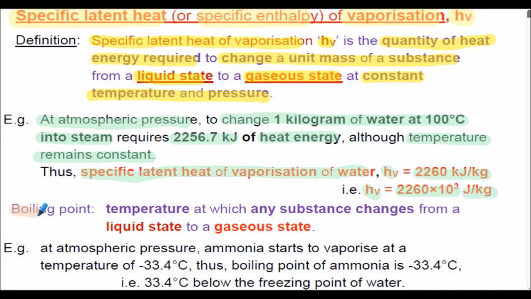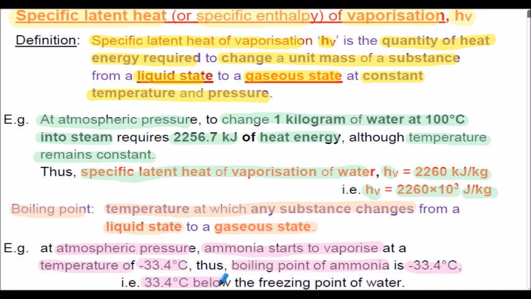The boiling point is defined as the temperature at which any substance changes from a liquid state to a gaseous state. So for example, at atmospheric pressure, ammonia starts to vaporize at a temperature of minus 33.4 degrees C. Thus the boiling point of ammonia is minus 33.4 degrees C. And note that's 33.4 degrees C below the freezing point of water.